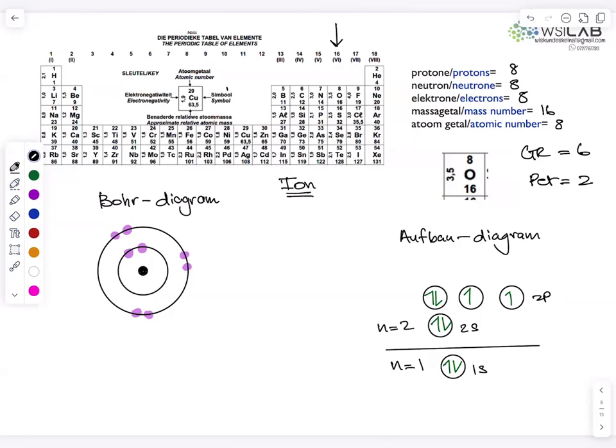Now, if you look at that Bohr diagram, I've got 6 electrons in the outer shell. Now, oxygen can either lose the 6 or gain 2 more electrons. And it will be easier to gain 2 more electrons. So oxygen becomes 2 minus because it gained 2 electrons. Now the 8 electrons becomes 10 because it gained 2 electrons. And then I add 2 electrons in the Aufbau diagram as well. So this is the Aufbau diagram of the oxygen ion. Okay, make a note of that.